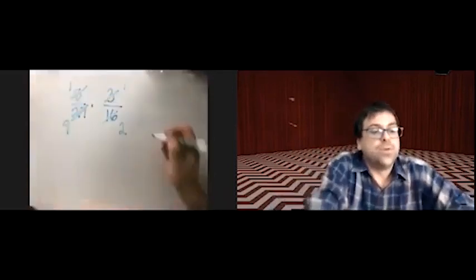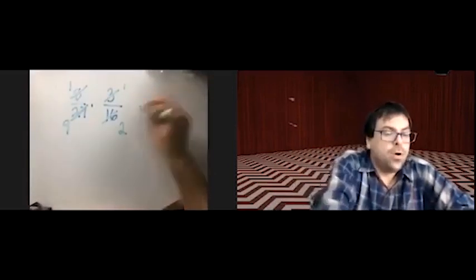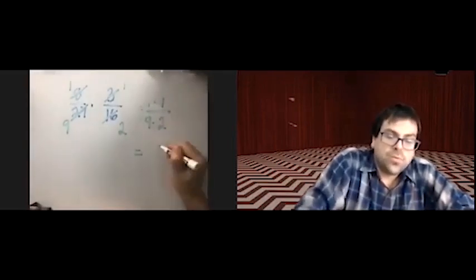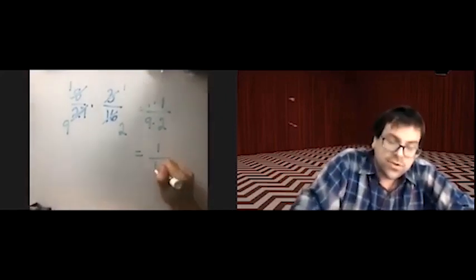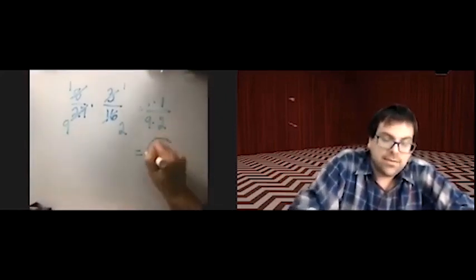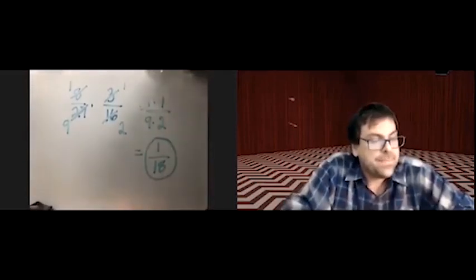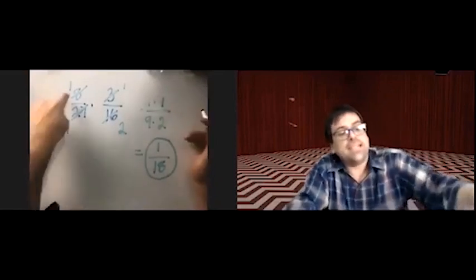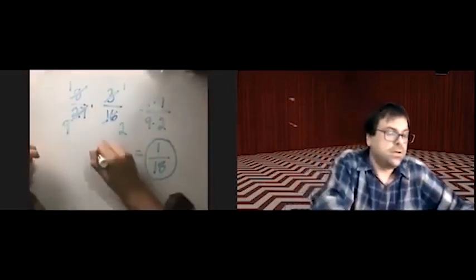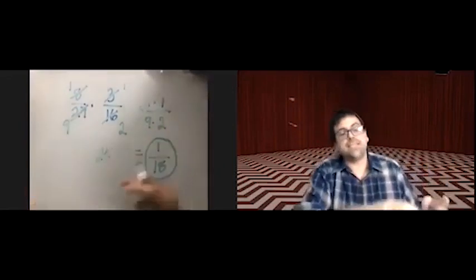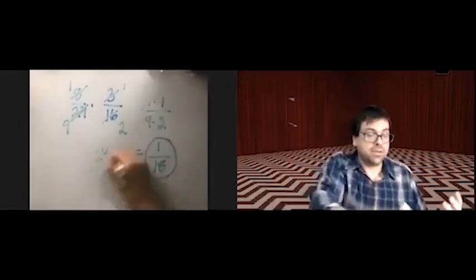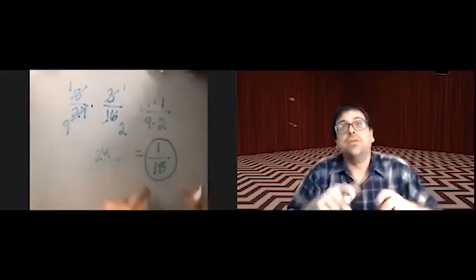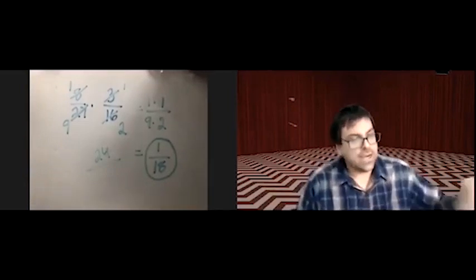We get 1 times 1 over 9 times 2. 1 times 1 is 1. 9 times 2 is 18. 1/18. If you don't cancel here, you would have to do 8 times 3 is 24. 27 times 16 is whatever that is, big number. And then you would have to reduce it all the way down to 1/18 to get the correct answer.